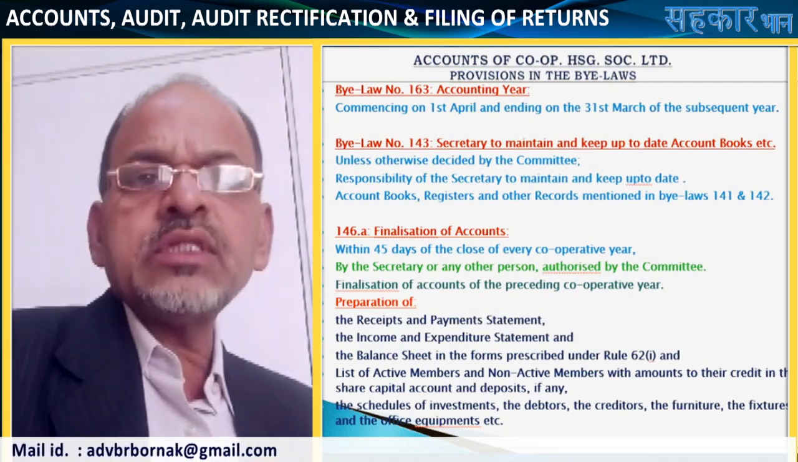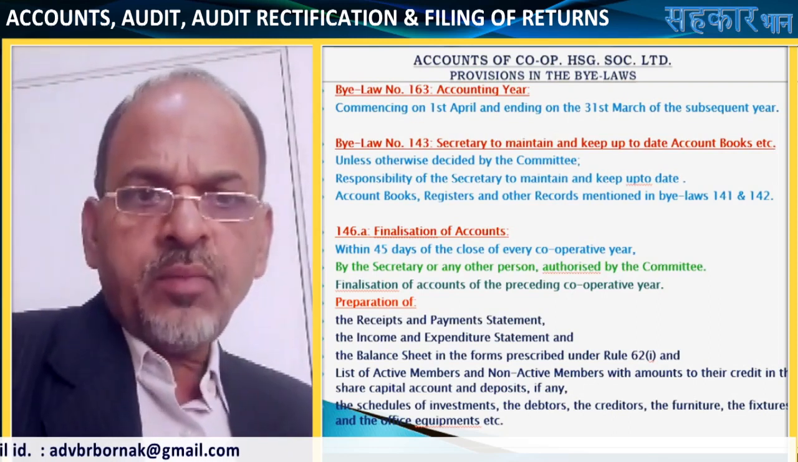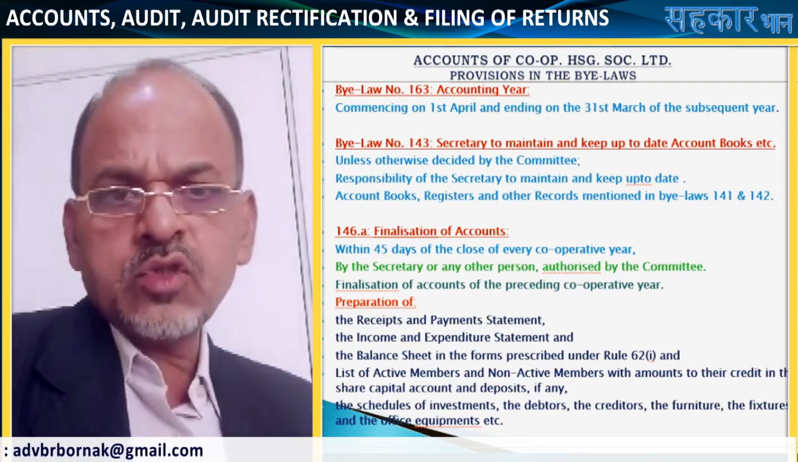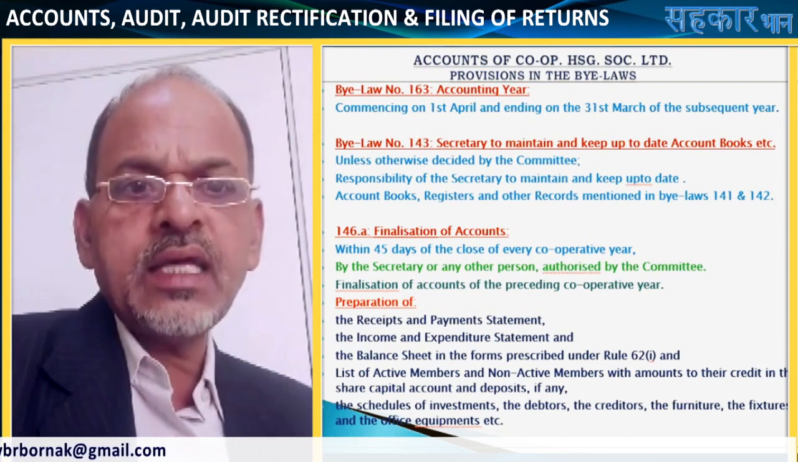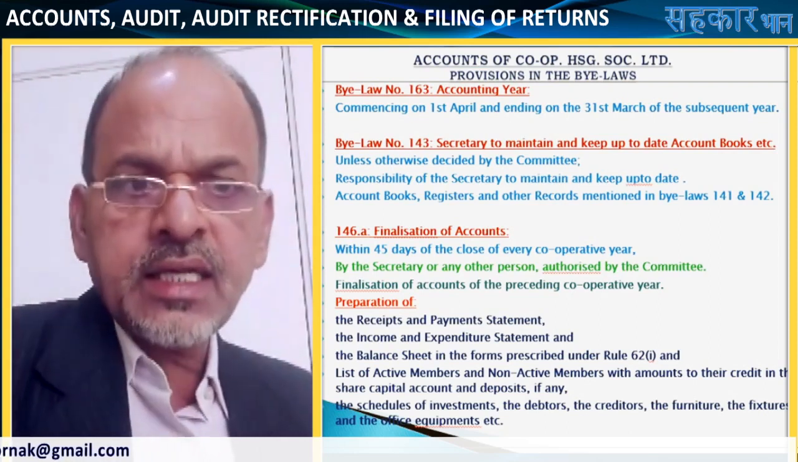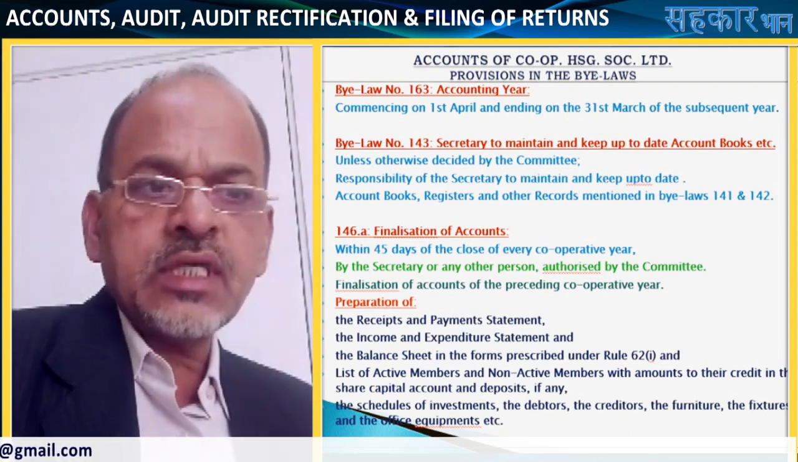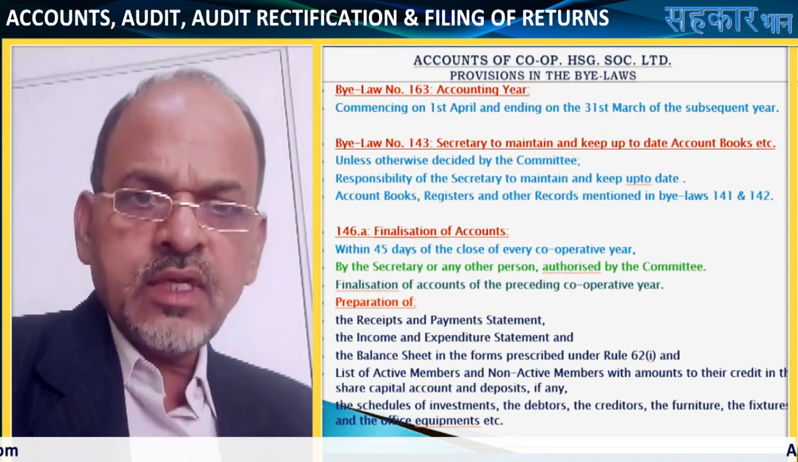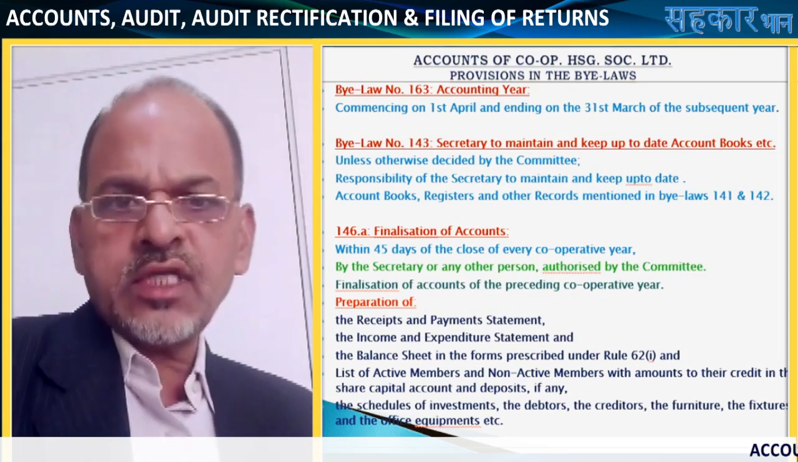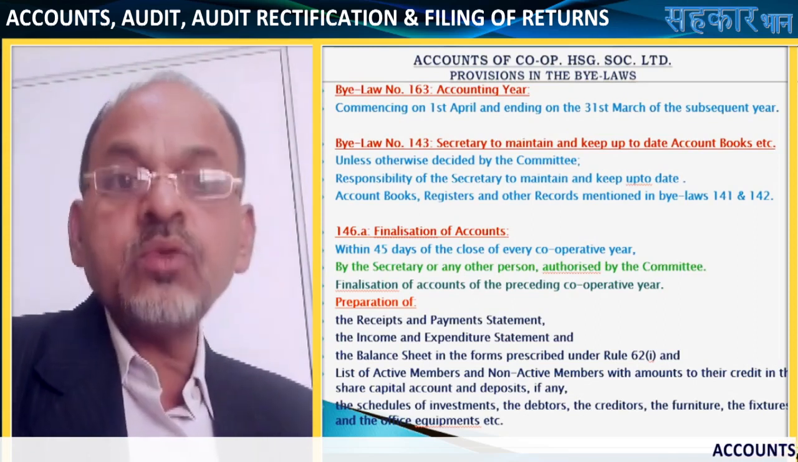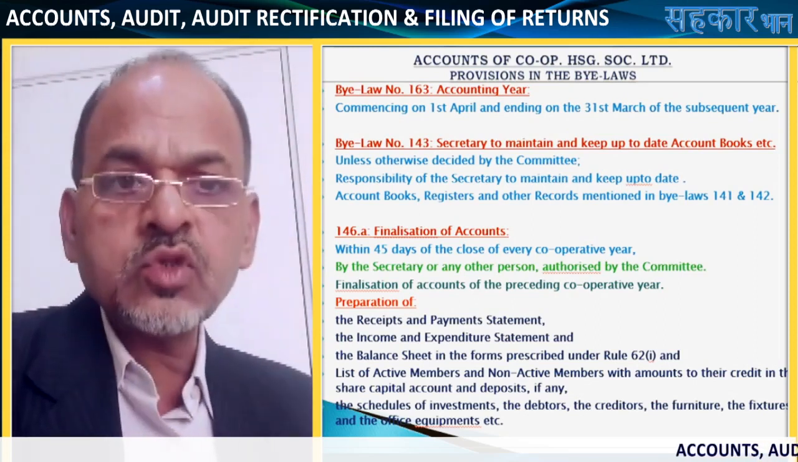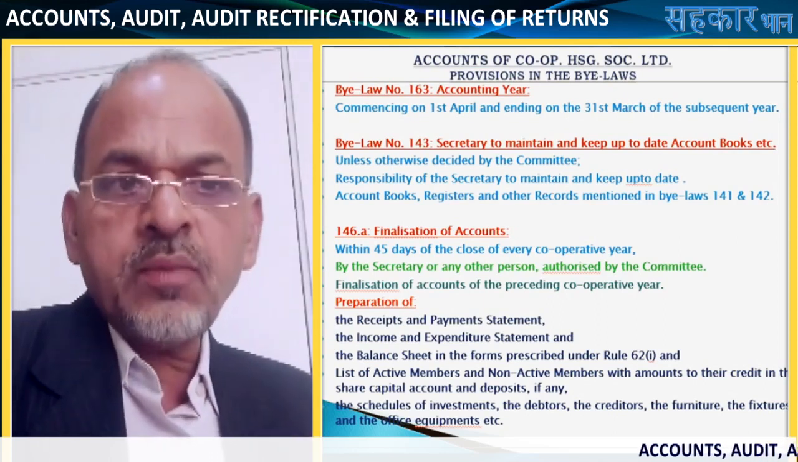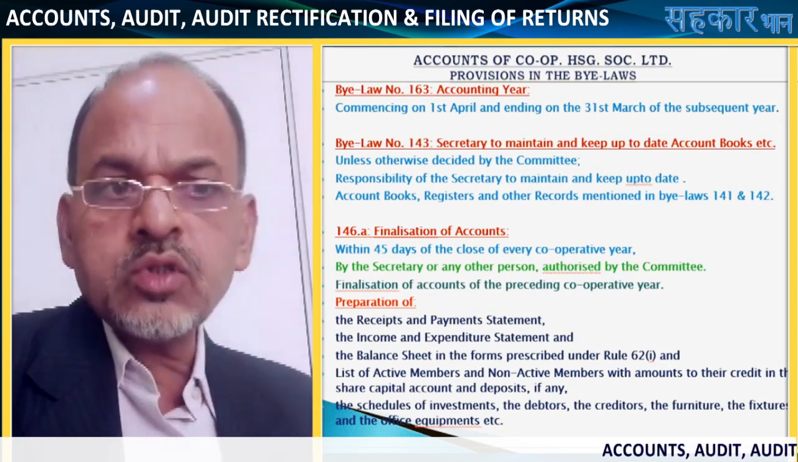What does this bylaw number 146 provide for? It provides that within 45 days of the close of every cooperative year, the books of accounts and the statement of final accounts of the society are to be finalized by the secretary or any other person authorized by the committee.